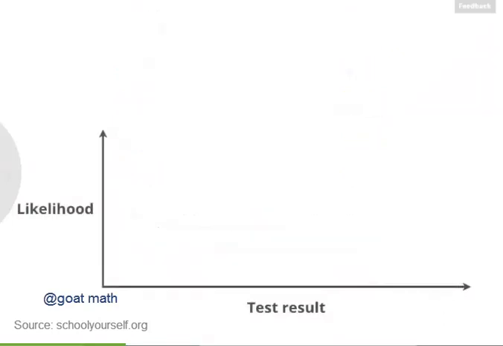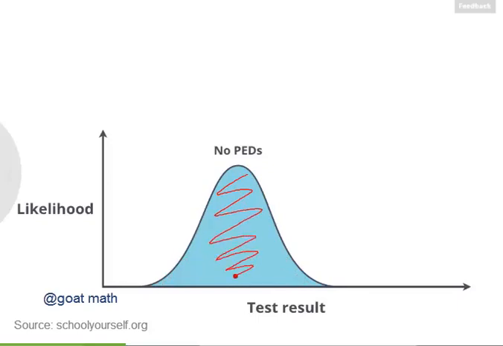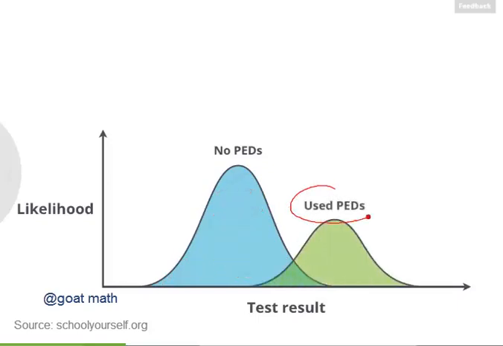Another way to look at this is with a graph of the distributions of test results. Among athletes who don't use PEDs, some will have a lower test result, others will have a higher test result, and most will be in some middle range. And for athletes who did use PEDs, they'll typically have a higher test result. Now, it's up to you to determine what constitutes a positive or negative test result, and this can be tricky because there's some overlap, where it's hard to tell whether an athlete cheated or not.